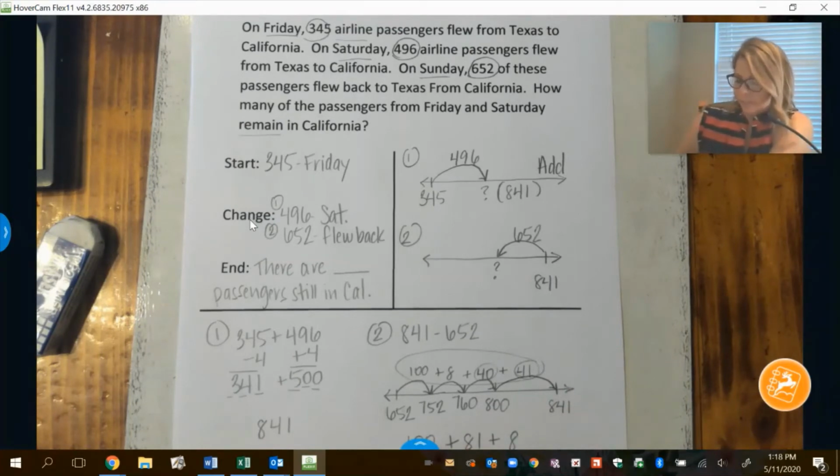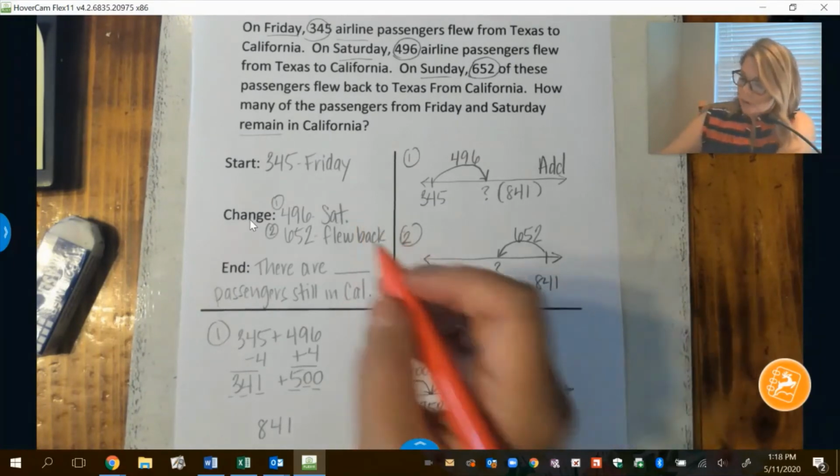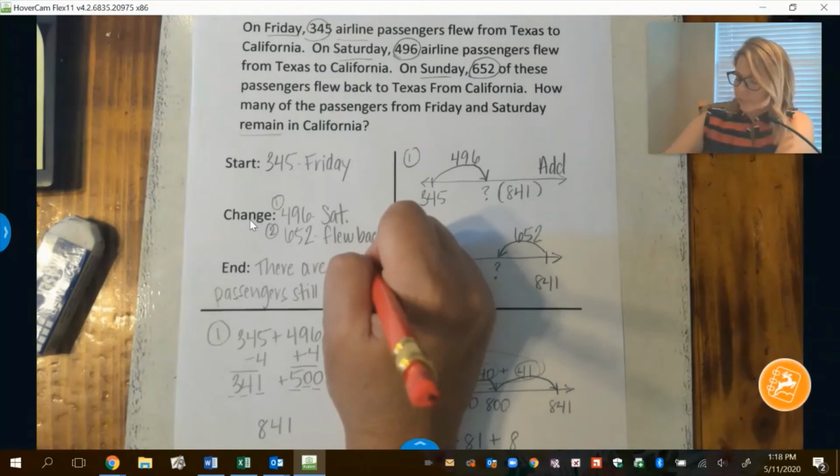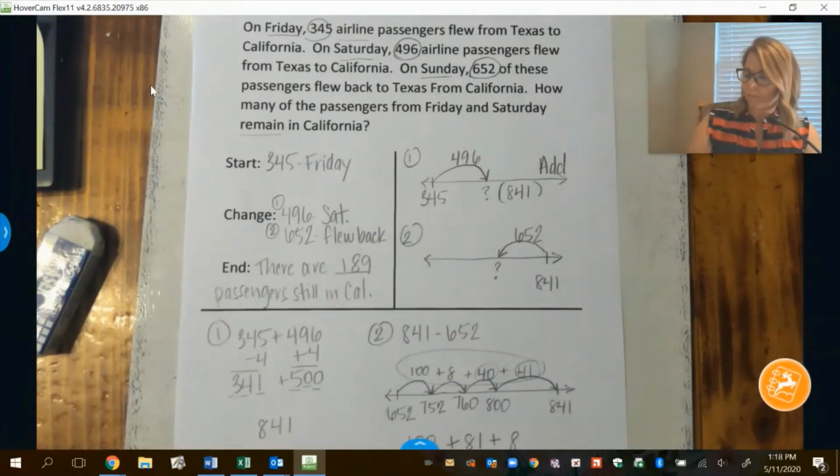Let's add the ones place. 0 plus 1 plus 8 gives me 9. And then the tens place. 0 plus 8 is 8. And there's only one number in the hundreds place, 100. So our final answer is 189. So there are 189 passengers still in California.